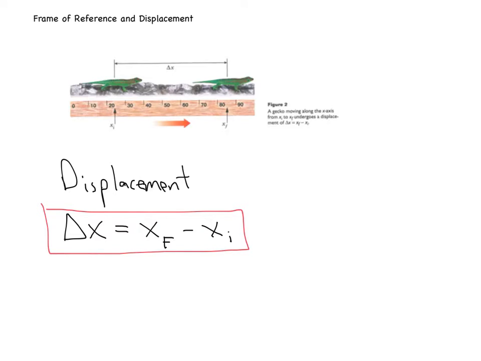Some examples of displacement would be our track runner that goes all the way around the track once. 400 meters is the distance, but their displacement would be 0 because they start at 0 and they end at 0.